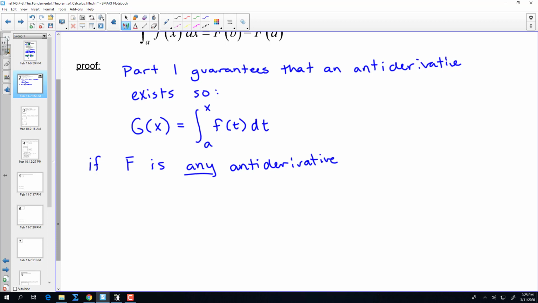Now capital F is going to be any antiderivative for the function lowercase f. So if capital F is any antiderivative of the original function f, then what capital F has to look like is g of x, but it could only be off by some added constant. So these two functions have to be equal to each other, but it could be off by an added constant. Okay?